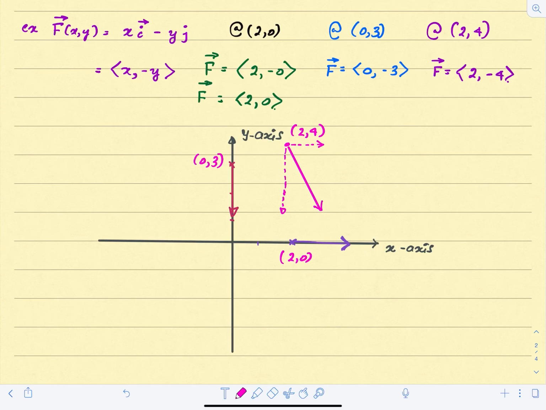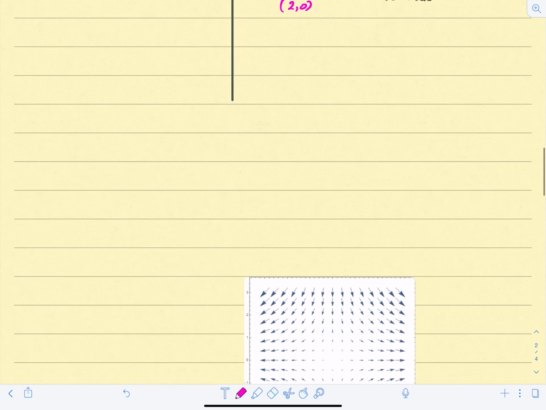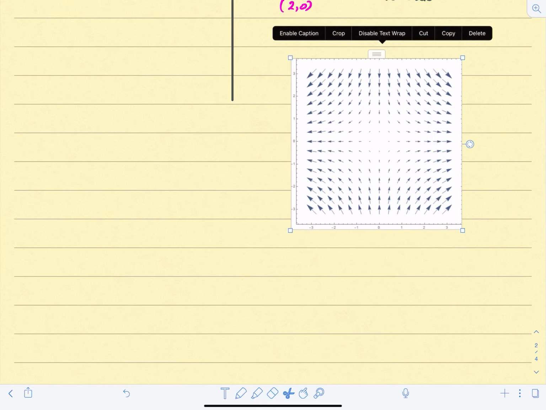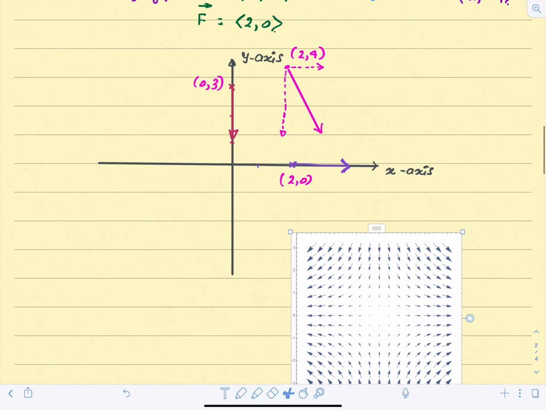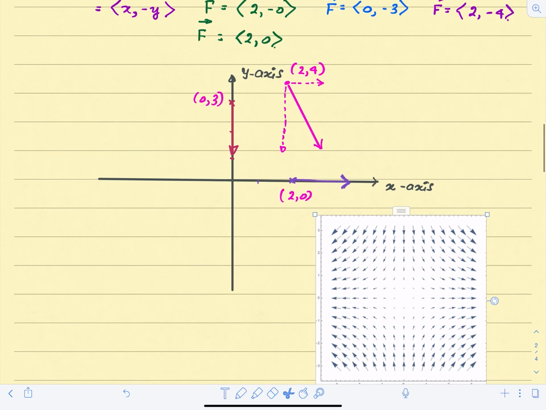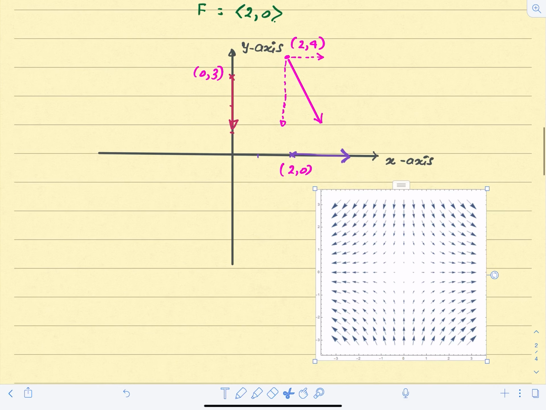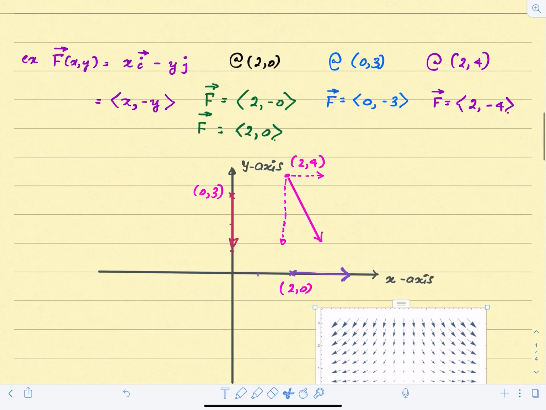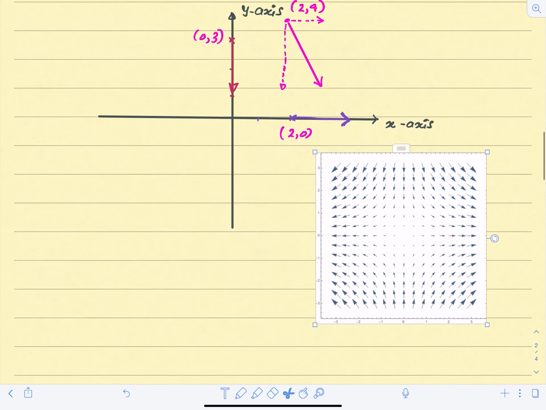Okay. Now, using Mathematica we can plot this vector field, and you should get something like this. So this is the diagram for the vector field that equals (x, -y).